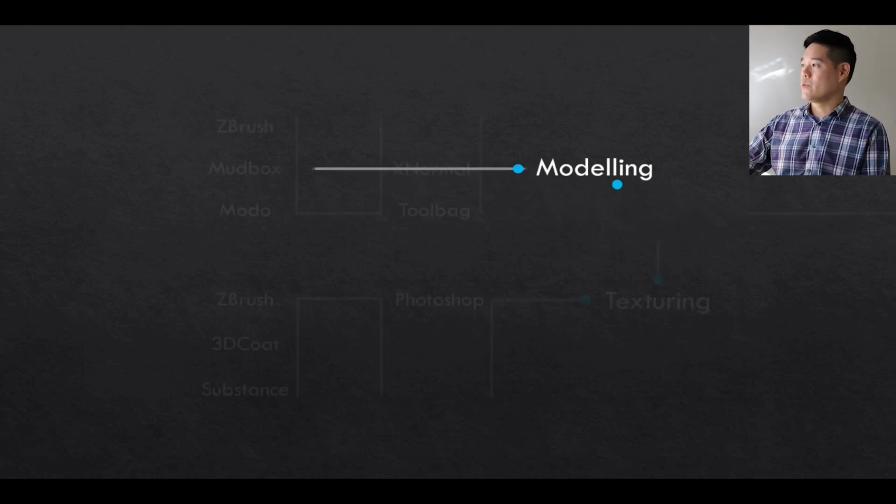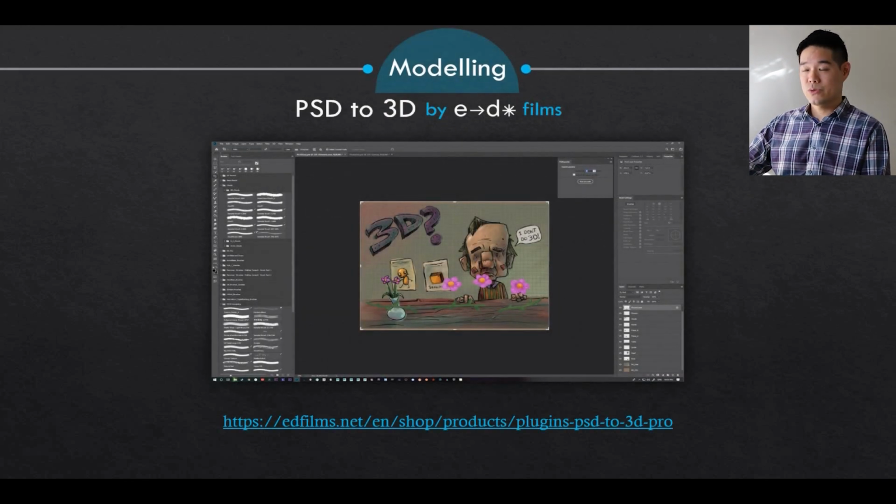There is one tool I would like to mention though. This is an external tool. There's a tool called PSD to 3D by ED Films. This is a tool that we use in incubation for one of our projects, and it's been really, really good for solving a problem that Maya doesn't do very well, which is it allows you to split up PSD layers from Photoshop and project them out into 3D space so that you can make cutouts.